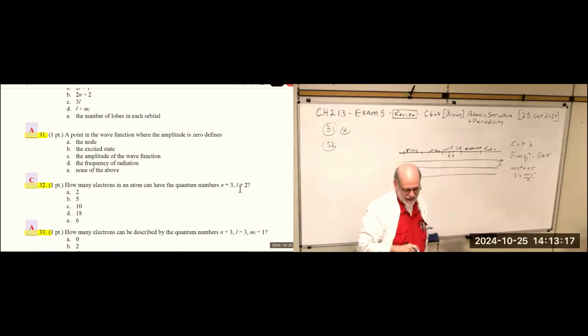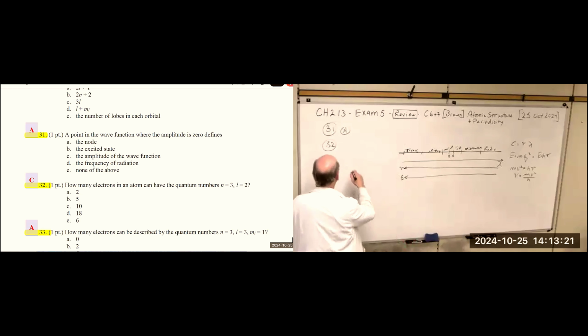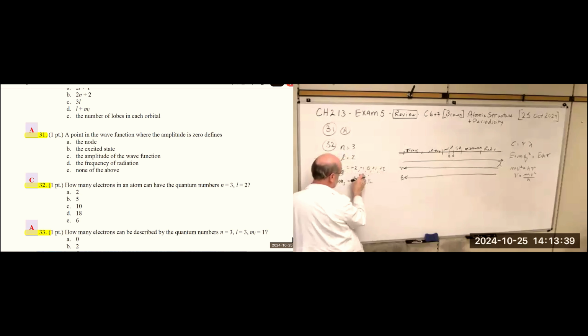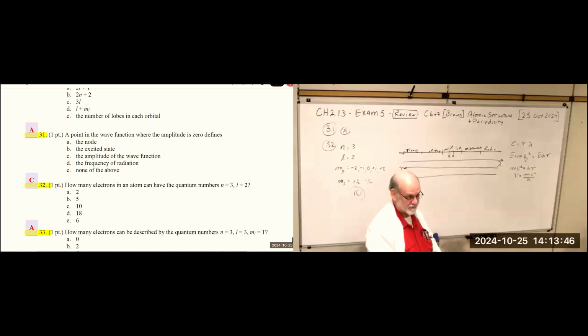How many electrons in an atom can have the quantum numbers n equals 3, L equals 2? All right, so M sub L could be -2, -1, 0, +1, +2. And then M sub S could be a +1/2 or a -1/2. So 2 for each one of these would be 10. You'd have 10 electrons there.